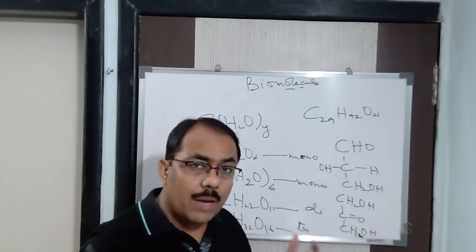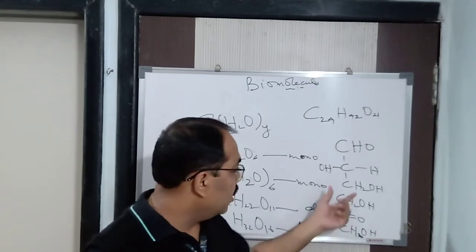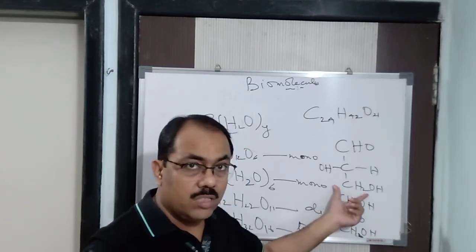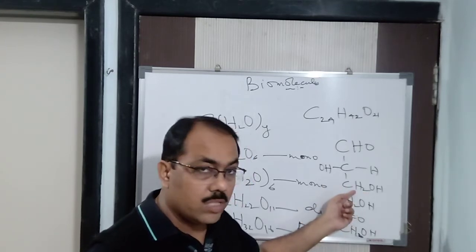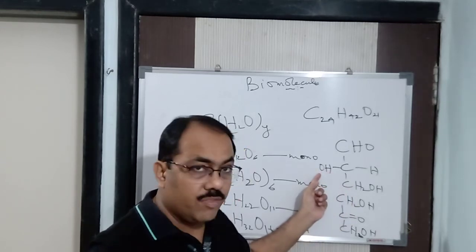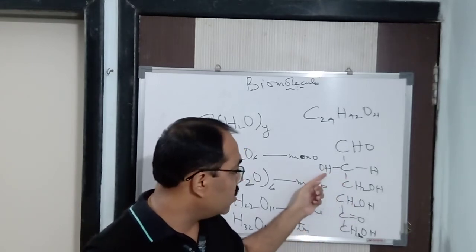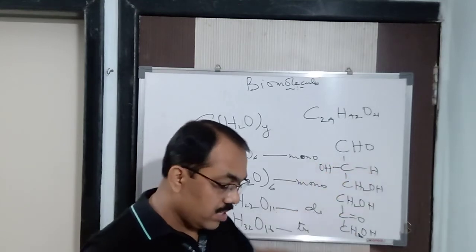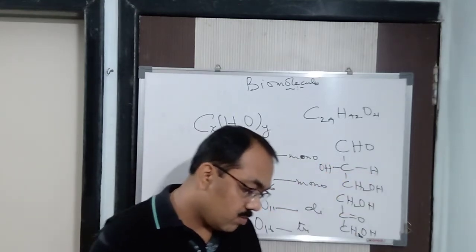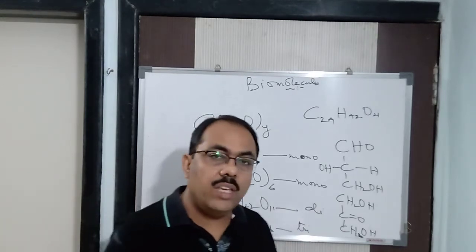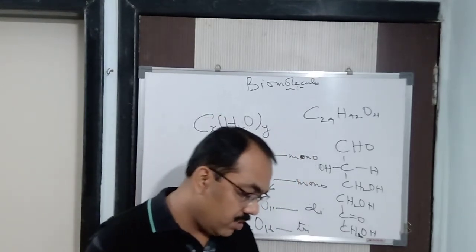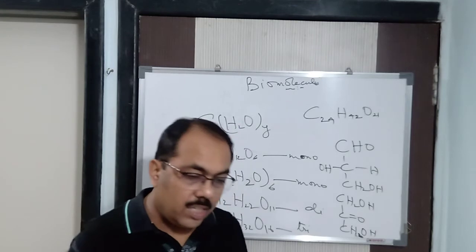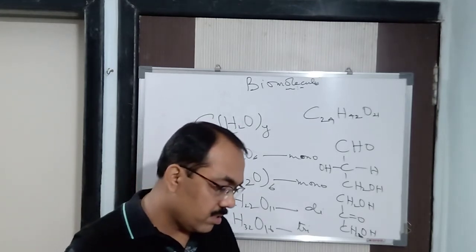Alright, how do we define capital D and capital L? That is what I am saying. Compared to this CH2OH, if the first OH after the CH2OH is on the left side, it is said to be the L family. And if this OH is on the right side, it is said to be the D family, so to say. Got it? In this way we are defining the D and L family. Clear? D-glyceraldehyde and L-glyceraldehyde, so to say.